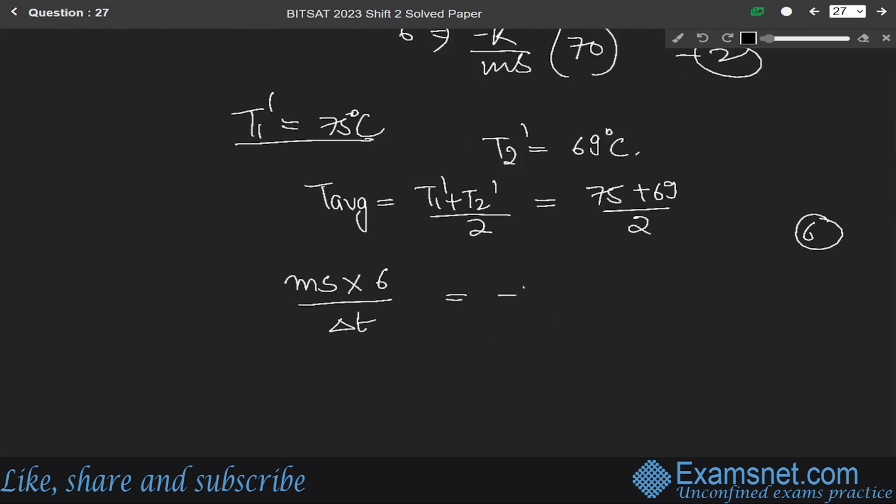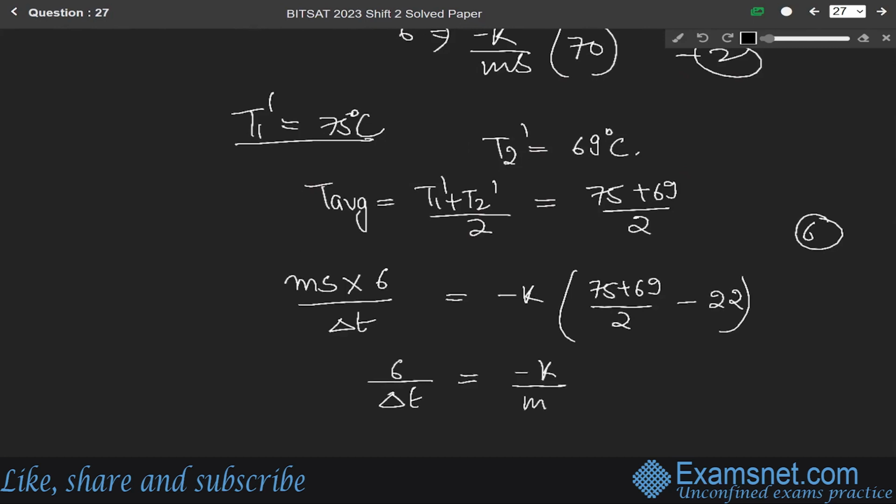It will be equal to minus K times (75 plus 69) over 2 minus 22, as we have done in the above equation. So 6 over delta T will be equal to minus K over m s into 50. Let us say this is equation number 3.